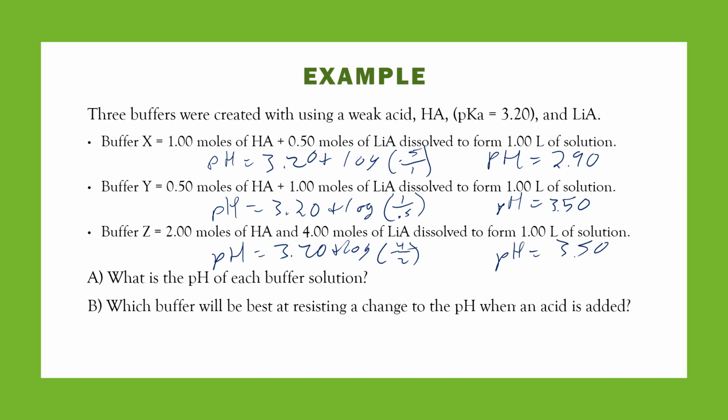So those are the pHs for each buffer solution, but it says which buffer will be the best at resisting a change to the pH when an acid is added. Okay. So we're adding an acid. We want there to be more of the base present. So buffer X is not the best choice there because that one has more acid present. So we're down between Y and Z. Now they have the same ratio of acid to base, but buffer Z is going to be the better choice because it has more total moles of the conjugate base present, so it will be better at resisting a change to the pH. So more moles, more capacity.